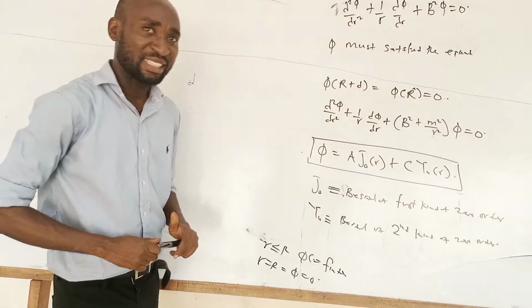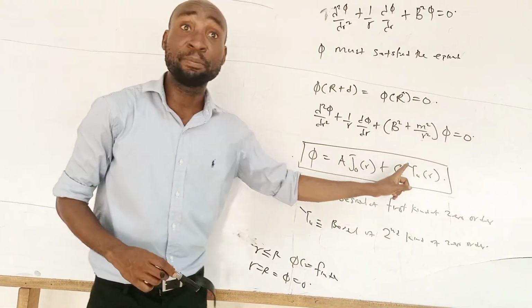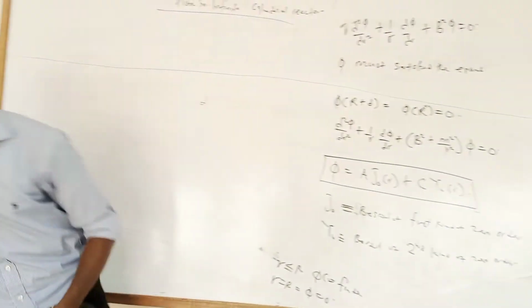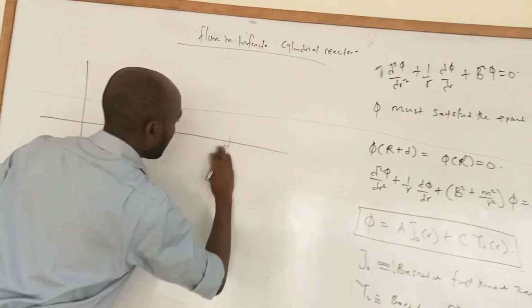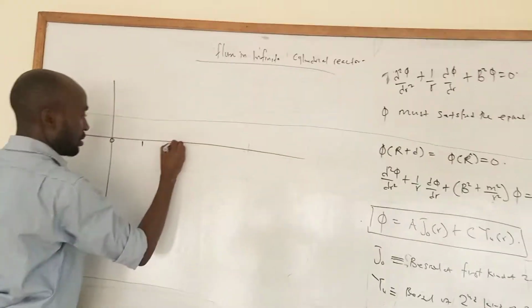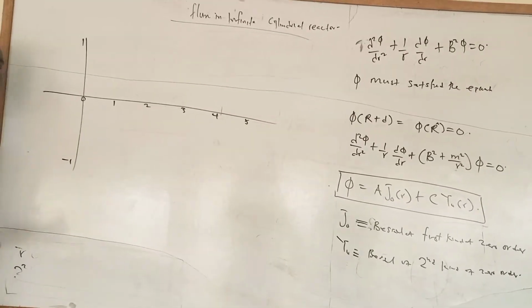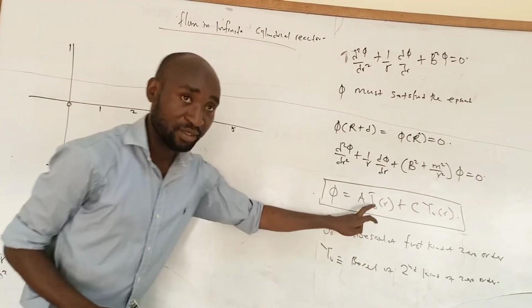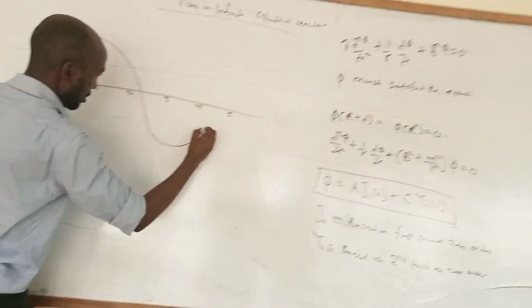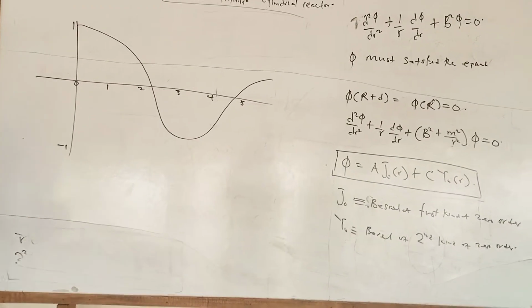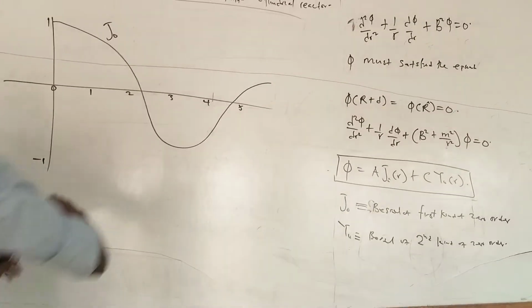So the next thing, let's look at how these two functions behave. If you can get how these two functions behave, we know what to do about the two functions. Let me just sketch the graph. 0, 1, 2, 3, 4, 5, 1, minus 1. This J naught goes like this. This is for J naught. Y naught goes like this.